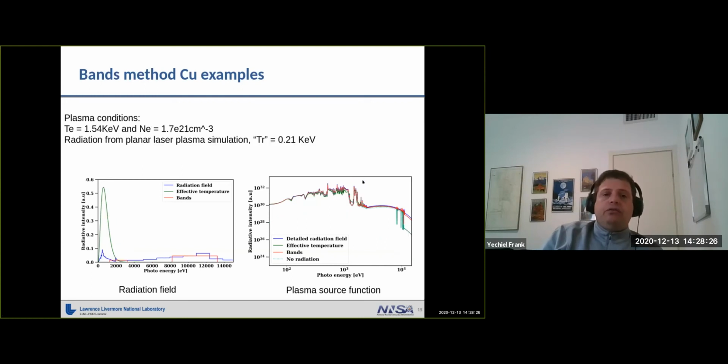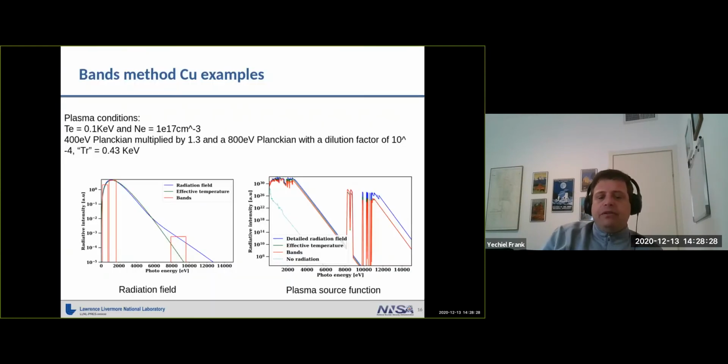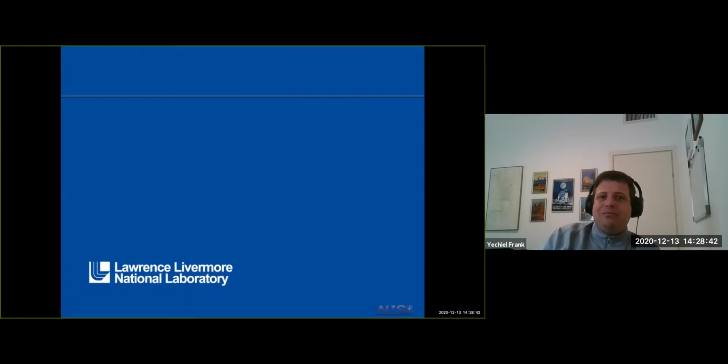Okay. And so I'll skip all the other examples, but the basic idea is that it gives you a way to make a tabulation really, really quick and simple. And hopefully you will get into the actual codes pretty soon. And with that, I'll finish.